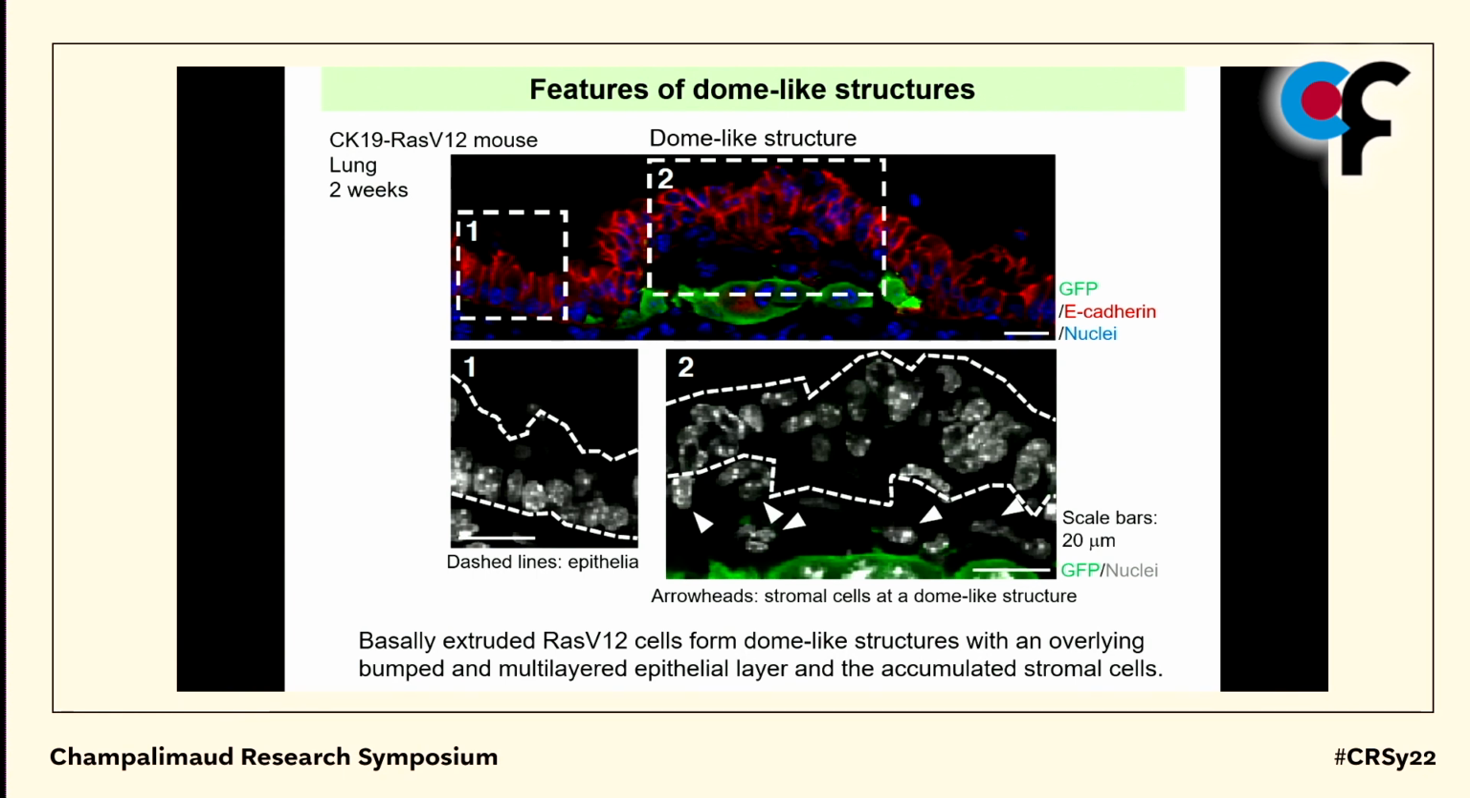A dome-like structure has 3 features. First is the basally excluded Ras cells. The second is a bumped overlying epithelium, which shows a multi-layered structure, and also accumulation of stromal cells like this. So these 3 are the features of a dome-like structure, and actually we define a structure as dome-like when it has these 3 features.